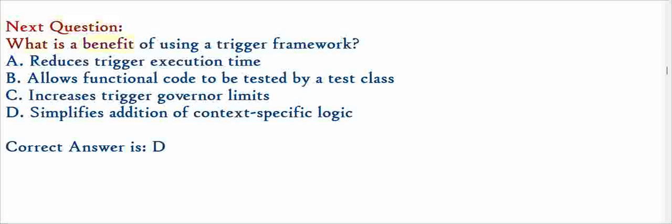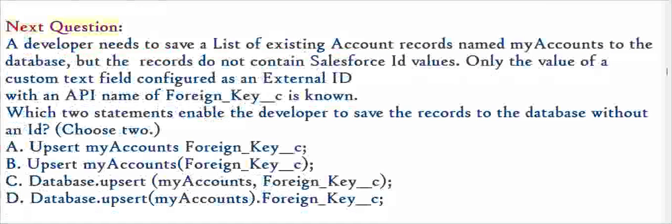What is a benefit of using a trigger framework? A. Reduces trigger execution time. B. Allows functional code to be tested by a test class. C. Increases trigger governor limits. D. Simplifies addition of context-specific logic. Correct answer is D. Next question.